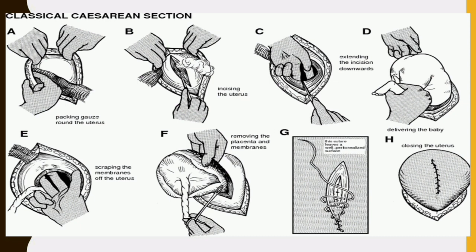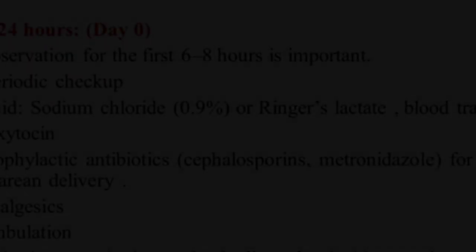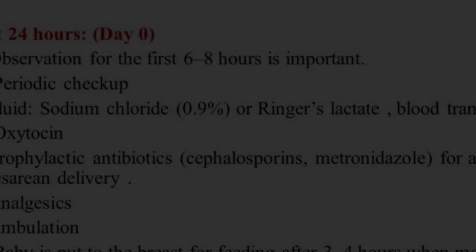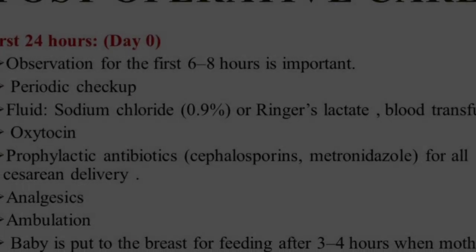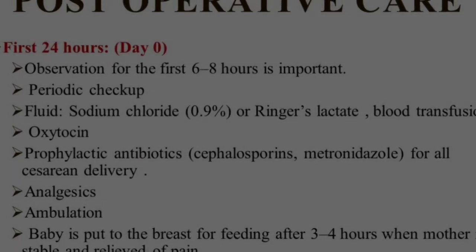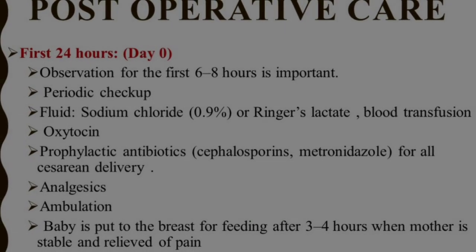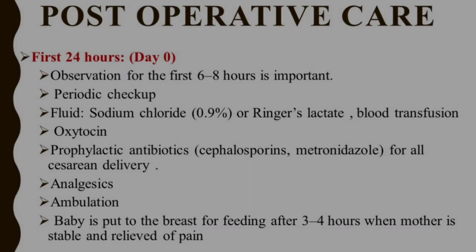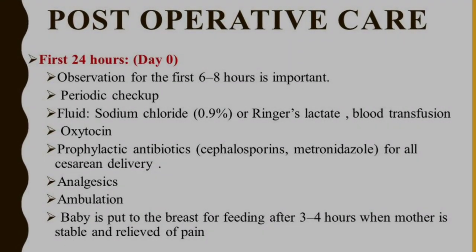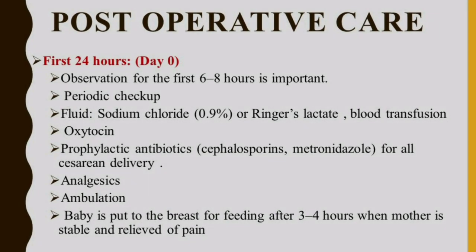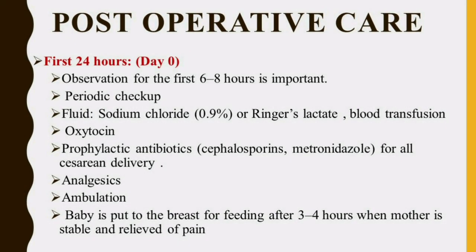There is a video on the anatomy of a cesarean section, or the layers which are cut in the surgery. Post-operative care. In the first 24 hours or day 0, proper observations for the first 6 to 8 hours are very important. Periodic checkup, fluid, sodium chloride, Ringer lactate, blood transfusion is done if required. Oxytocin is to be given.